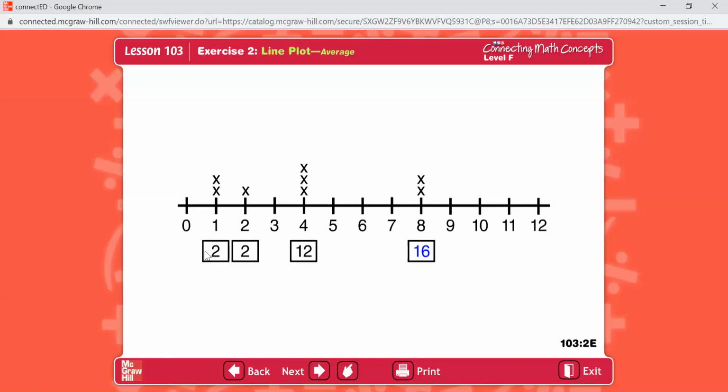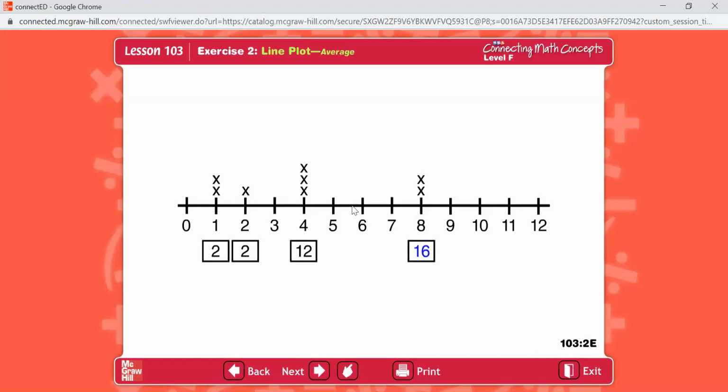Add the totals. The total for 2 plus 2 plus 12 plus 16 is 32. Now let's count all the x's to see what number we divide by. 1, 2, 3, 4, 5, 6, 7, 8. We are going to divide 32 by 8, the number of x's. 32 divided by 8 equals 4. So our average is 4. Remember, to find the average, you add the totals for the columns and divide by the number of x's that are on the line plot.